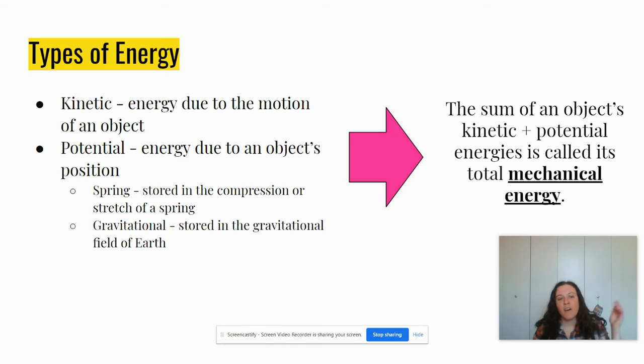Other example, gravitational. So it's stored in that gravitational field. I'm currently on the 9th floor of a building. So I have all of that gravitational potential energy. And then if we just add up all the kinetic and potential, we get total mechanical energy.